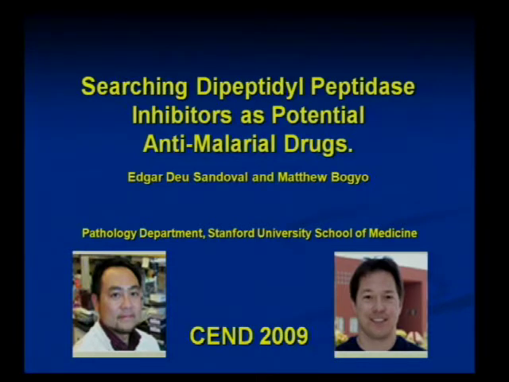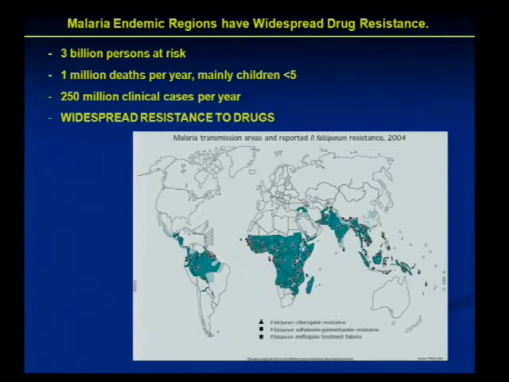So why do we care about malaria? As everybody in this room knows, it's one of the major infectious diseases. One to three million people die every year, and half of the world population is at risk. And there are about a quarter billion clinical cases every year. But the most dramatic aspect is the widespread resistance of the parasites to all frontline drugs.